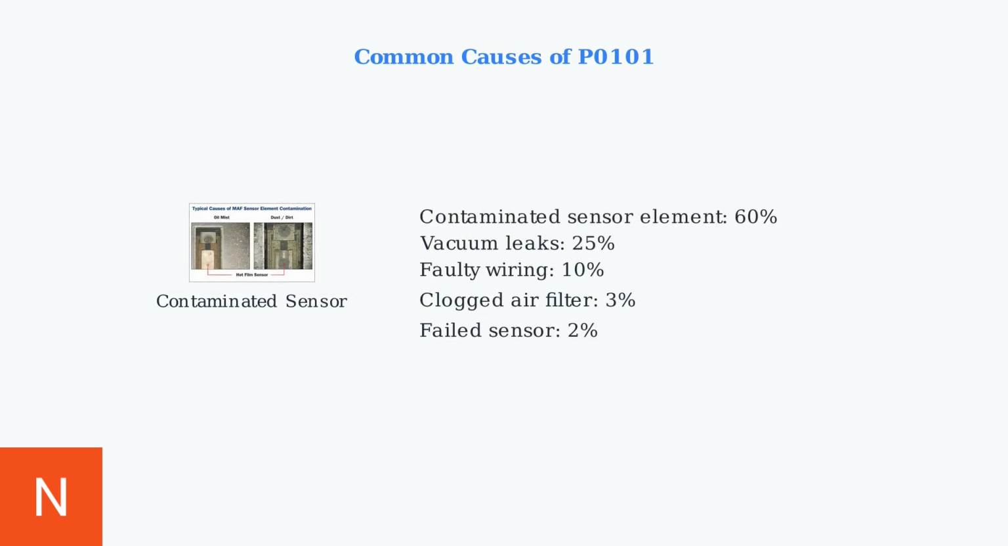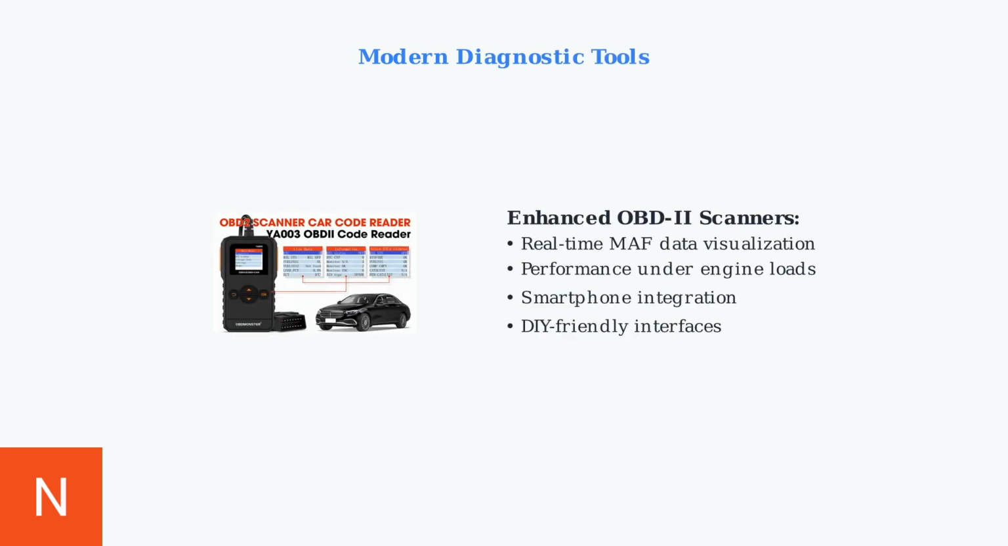The most common causes of P0101 codes include contaminated sensor elements in 60% of cases, vacuum leaks in 25% of cases, faulty wiring in 10% of cases, clogged air filters in 3% of cases, and failed sensors in 2% of cases. Modern diagnostic tools have made P0101 troubleshooting more accessible. Enhanced OBD2 scanners now provide real-time MAF sensor data visualization, and smartphone-integrated diagnostic tools allow DIY mechanics to observe sensor performance under various engine loads.